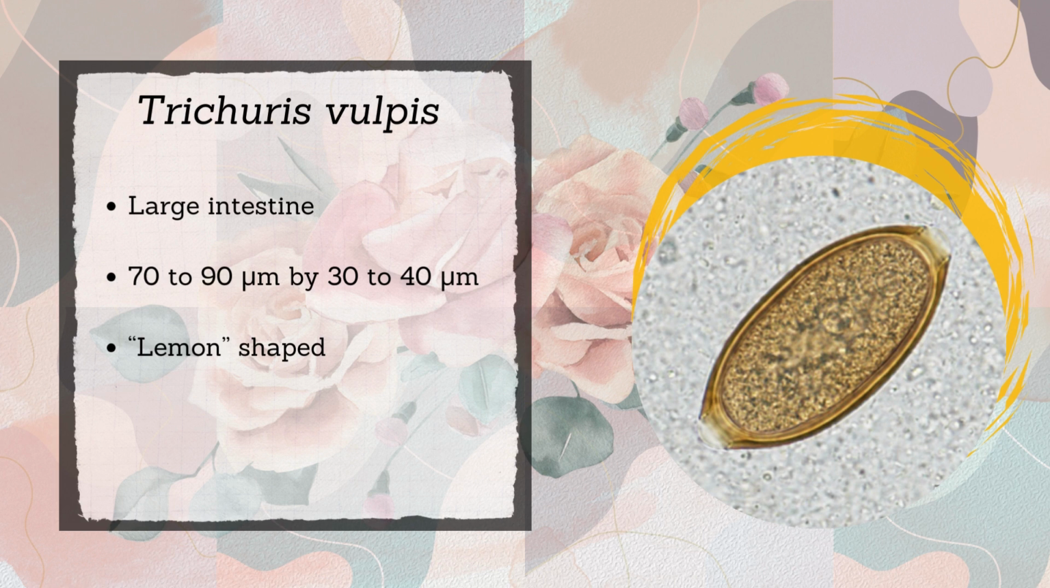Once infective eggs are ingested, larvae develop in the small intestine and then move to the cecum and colon where the adults mature. Eggs of Trichuris vulpis measure approximately 70 to 90 by 30 to 40 micrometer, and because of the polar plug at each end, they are commonly described as lemon-shaped.